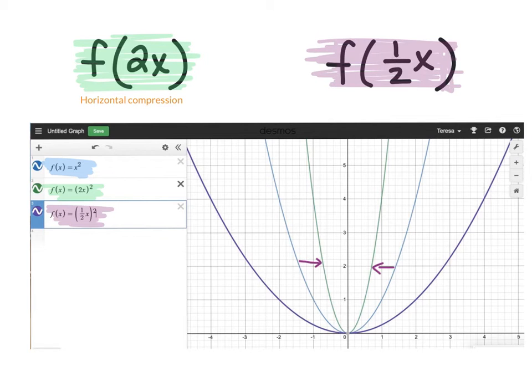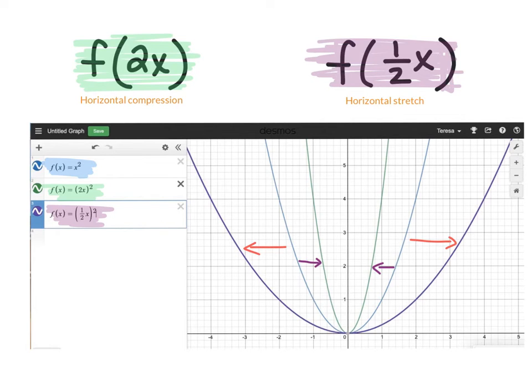Okay, let's look at the second one. This one, it says take just the x value, times it by 1/2. So again, I took just the x value, times it by 1/2, and then put the squared, and it turned into this purple one. So let's look from going from blue to purple this time. So from blue to purple, it looks like it's getting wider this time. So this time, it's called a horizontal stretch. So it's stretching out. It's getting way wider. So go ahead, get that down in your notes.